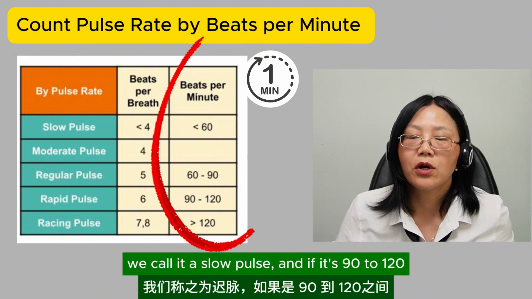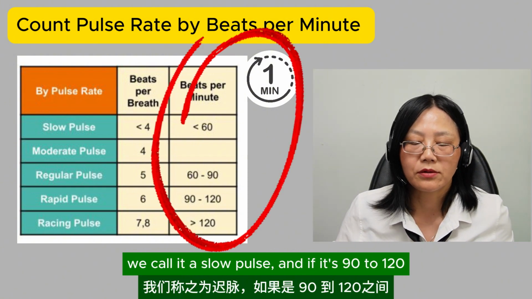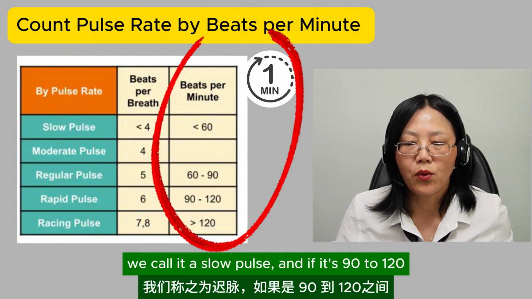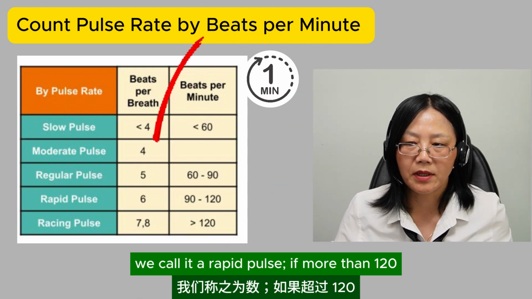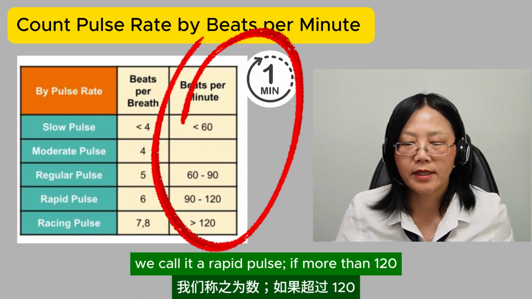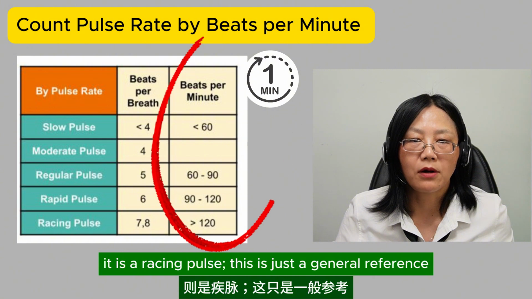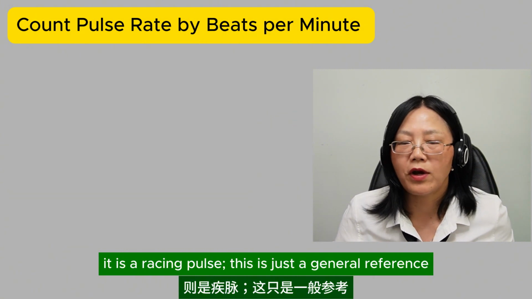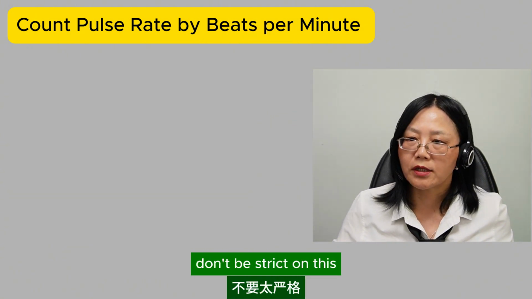Less than 60 beats per minute, we call it a slow pulse. And if it's 90 to 120, we call it a rapid pulse. If more than 120, it is a racing pulse. This is just a general reference. Don't be strict on this.